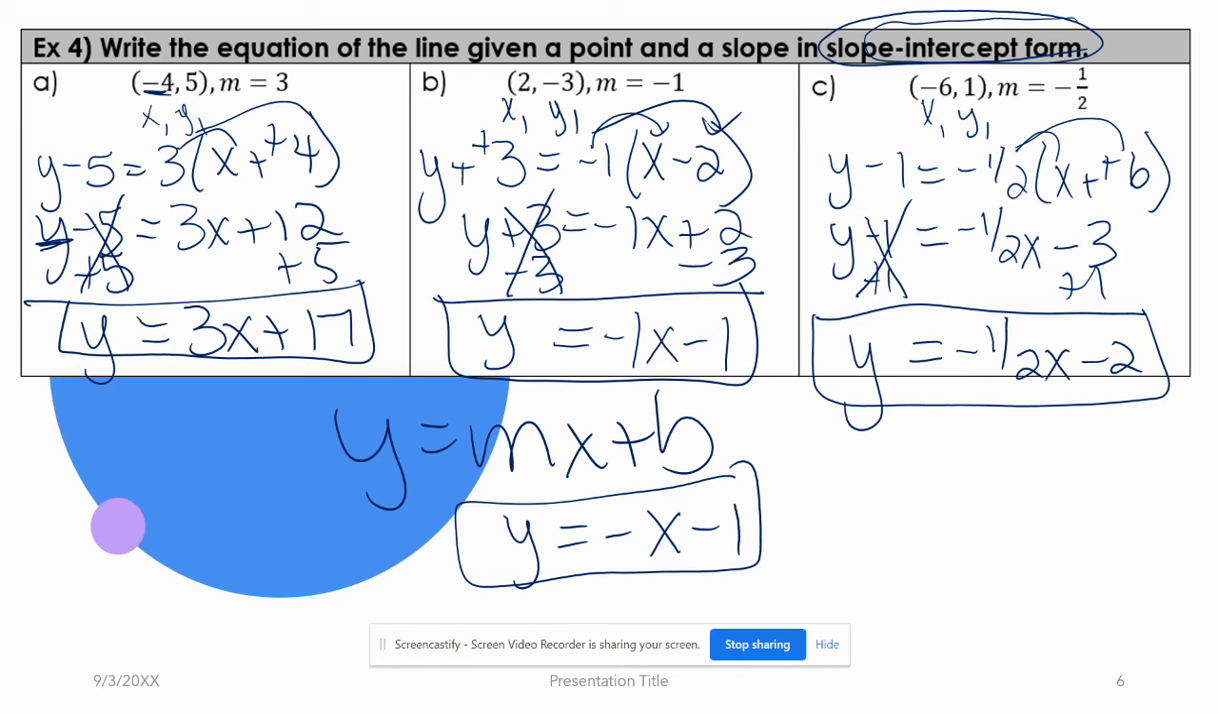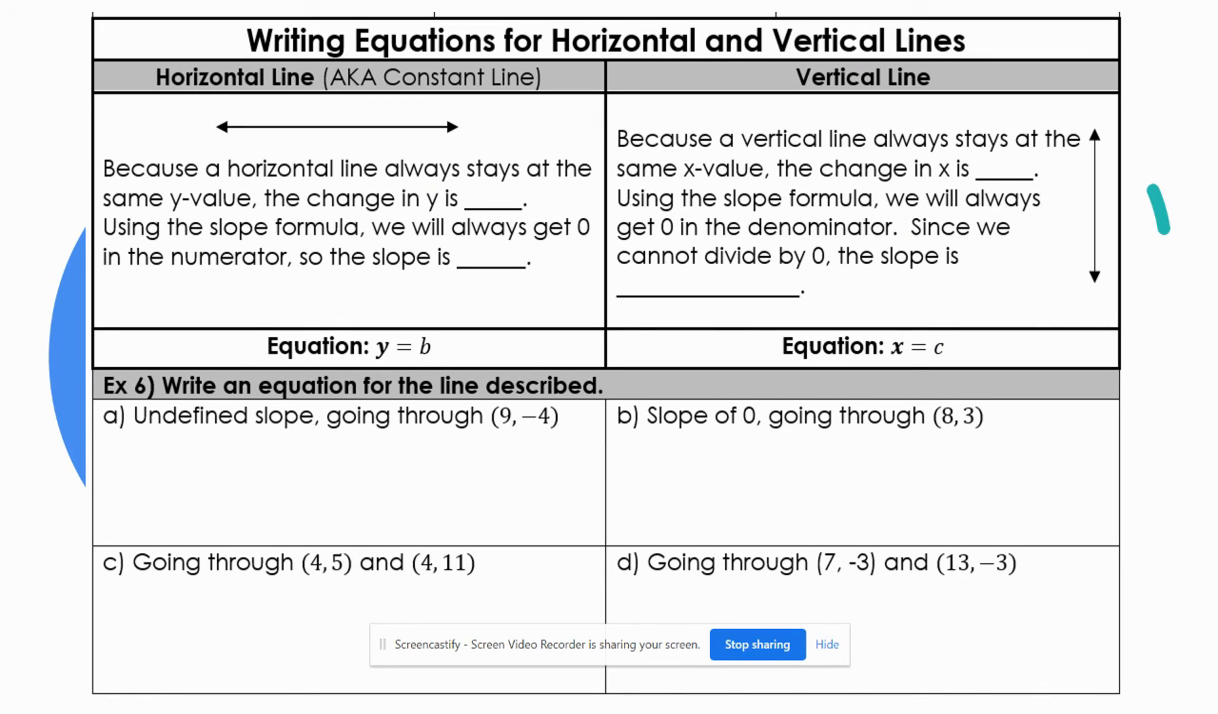We are going to skip over example 5 and go to the bottom of writing equations for horizontal and vertical lines. So when we have a horizontal line, it always stays at the same y value. That means that the change in y is 0. It doesn't rise up or down. Because we always will then get 0 in the numerator, like 0 over 7 or 0 over 12 or 0 over negative 8, that means our slope is always 0.